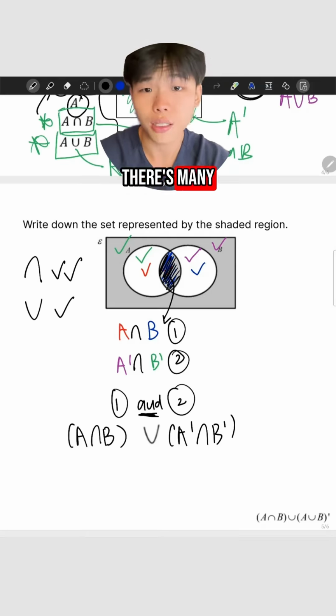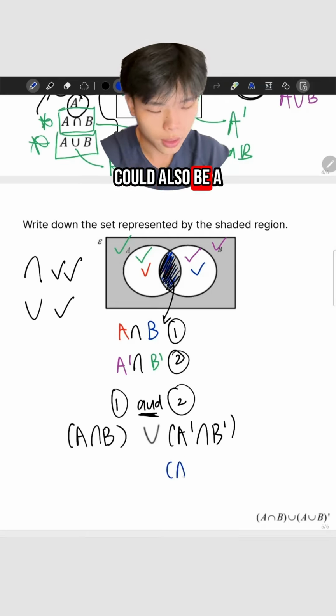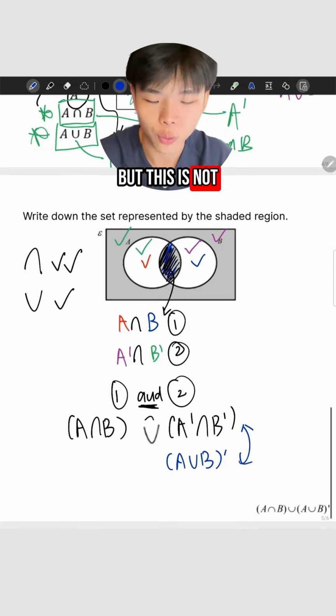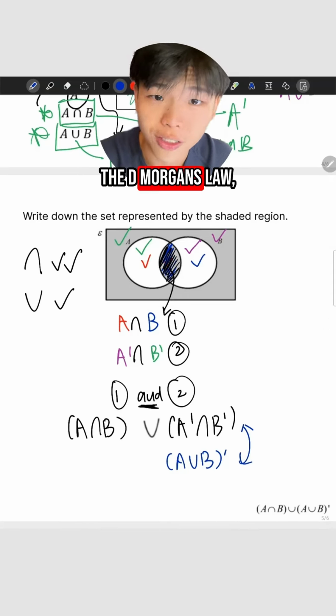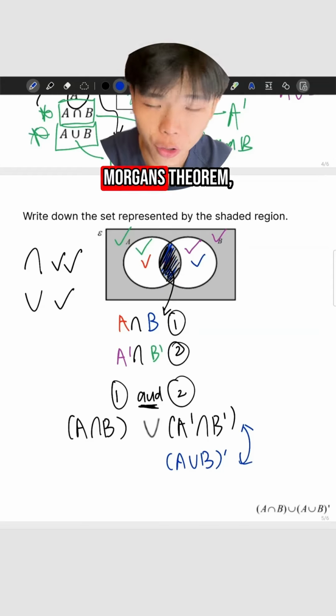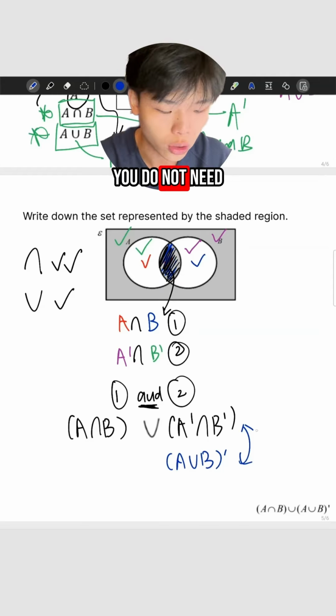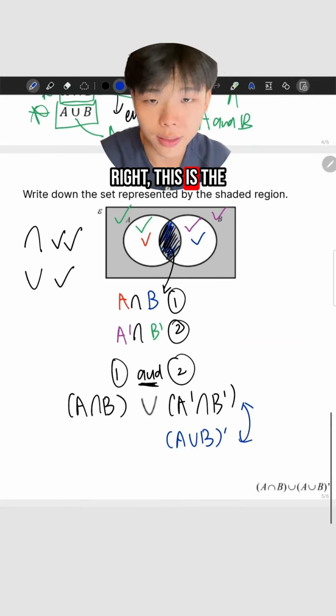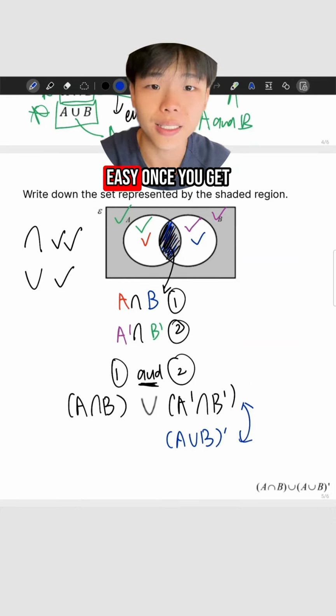And of course, there are many different answers to this. Your answer could also be A union B prime, which these two actually mean the same thing, right? But this is not within your syllabus. It's actually called De Morgan's law, or rather some people call it De Morgan's theorem. But it's not within your syllabus. You do not need to know this, but I'm just saying that there are two possible solutions over here. So in short, this is the hardest style question that could come up, but it's very, very easy once you get the hang of it.